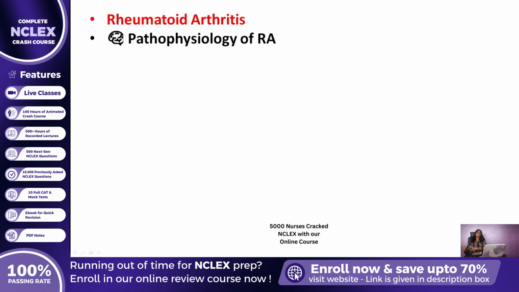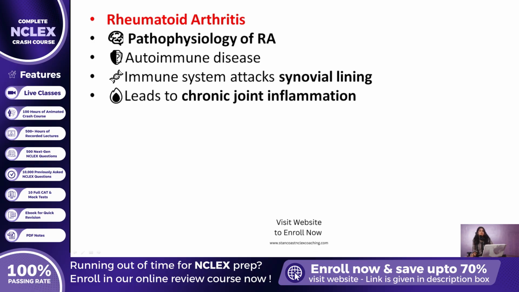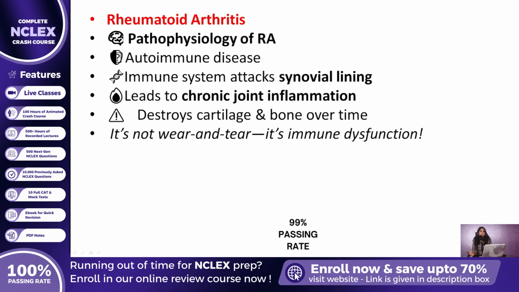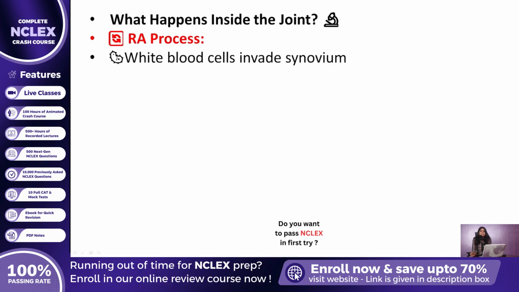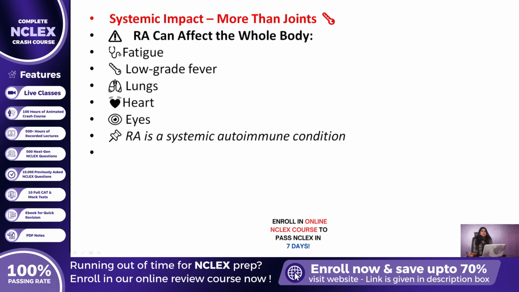And this one is where the immune system goes rogue. Rheumatoid arthritis flips the script. It is not mechanical, it is immune-related. The body's immune system mistakenly attacks the synovial lining of the joints, causing persistent inflammation. Over time, this chronic inflammation thickens the synovium, erodes the cartilage and bone, and eventually deforms the joint structure itself. And since it is autoimmune in nature, it does not stop at the joints. It can affect the entire body. So, what causes this? It is usually a combination of genetic predisposition, immune dysfunction, and environmental triggers such as smoking.